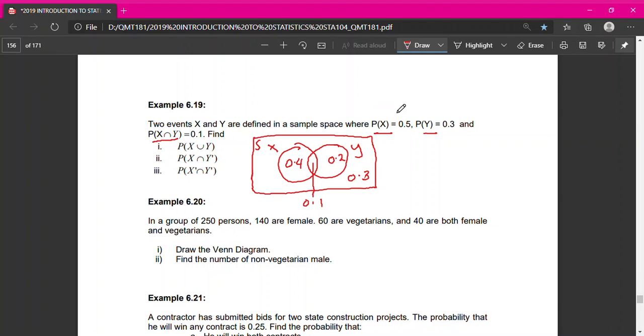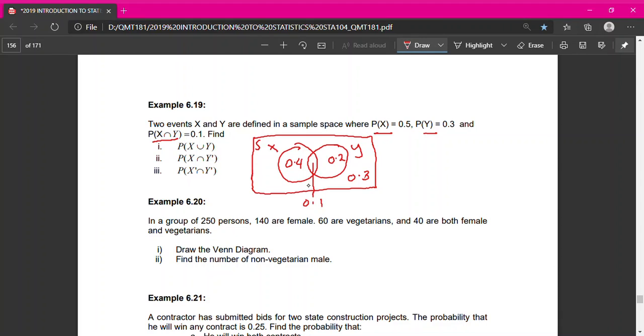Okay, kat sini sebab dia dah bagi terus nilai probability, so you letak nilai probability dia dalam you punya Venn diagram. Macam tadi kita ada eksperimen. So daripada eksperimen tu kita create the Venn diagram. Daripada situ kita cari probability. But now sebab dia dah bagi nilai probability, so we can create the Venn diagram juga using the probability value.